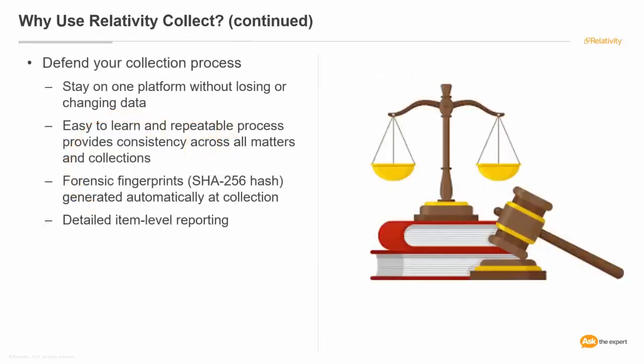And another reason, many times, we need to defend our collection process. If anyone has questions about how collections were conducted, what SOPs we may follow, when using Relativity Collect, again, you're going to be doing the same process over and over. It's easy to demonstrate, in a repeatable fashion, that you're following the same steps for executing your collections. So being able to show consistency in how collections are undertaken is very important in defending your collection process.